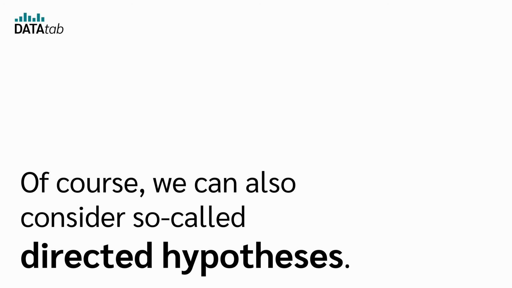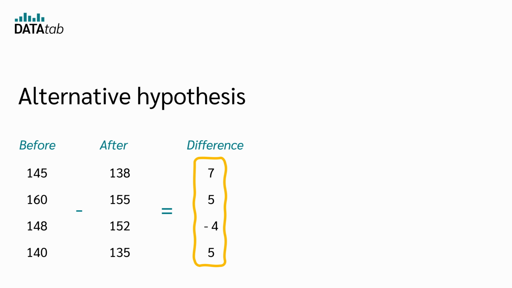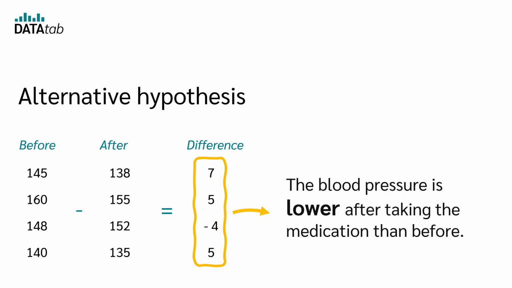Of course, we can also consider so-called directed hypotheses. That means we expect a specific direction of the effect, like an increase or a decrease. Then the alternative hypothesis could be, for example, that the blood pressure is lower after taking the medication than before. But more on this later.